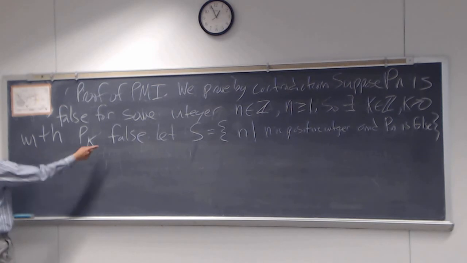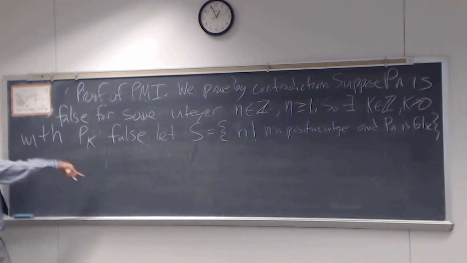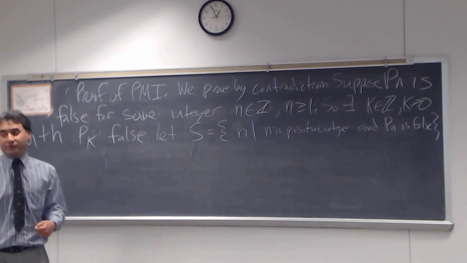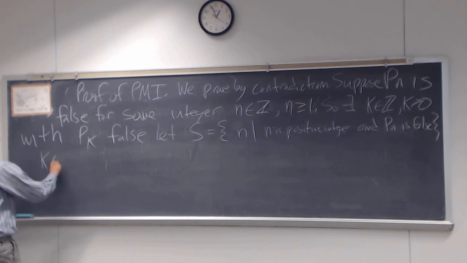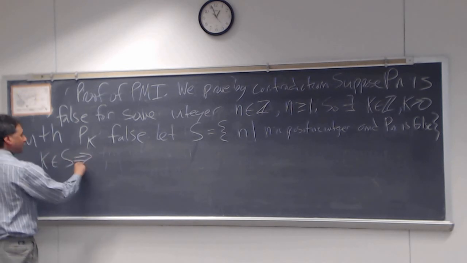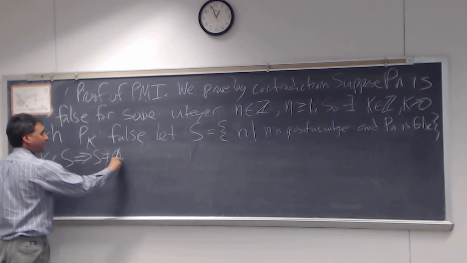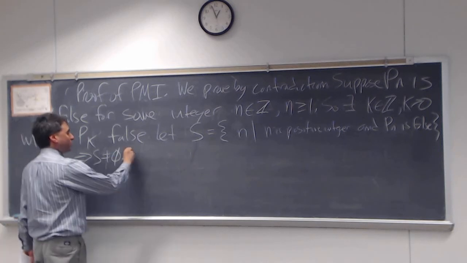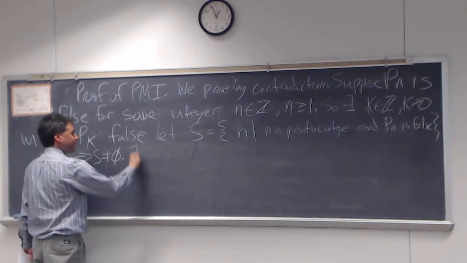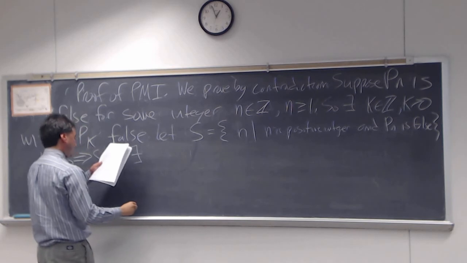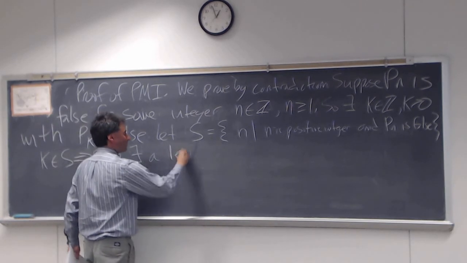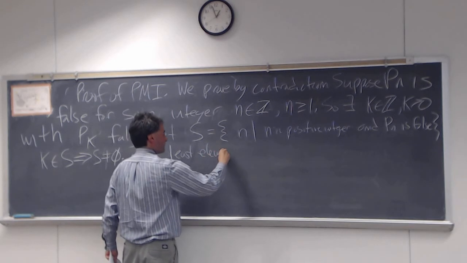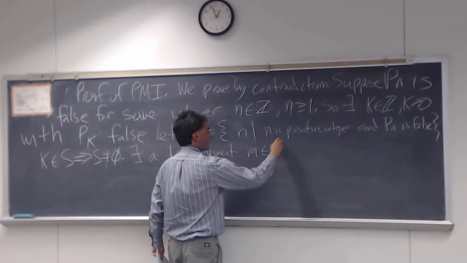Because k exists by assumption, we assume that Pn is not true for every integer. So there's some integer k for which it's false. So k is an element of S, and S is not the empty set. By the well-ordering principle, there exists a least or minimum element m in S.